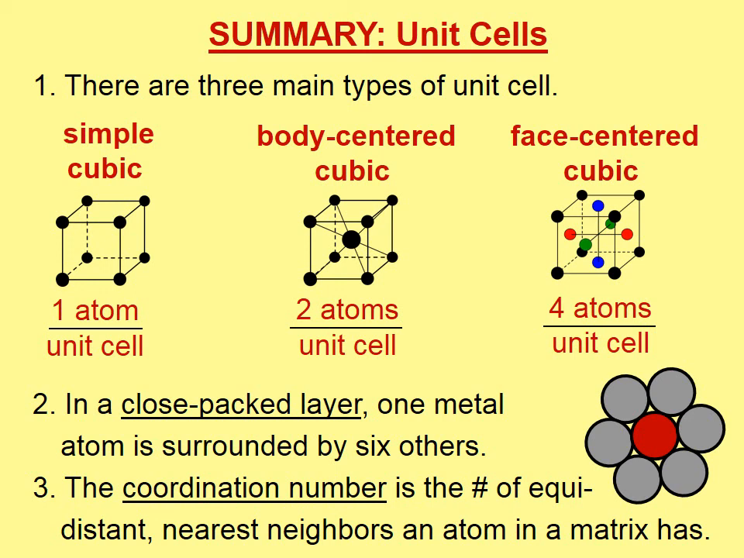2. In a close-packed layer, 1 metal atom is surrounded by 6 others. There's our atom of interest, I've colored it maroon, and in a close-packed layer there are 6 other atoms that go around it perfectly. Of course, the next layer is above this one, and 3 of those atoms will be touching this maroon one. And on the back side, there's another layer, 3 atoms of which will be touching that maroon atom on the back side. And the coordination number is the number of equidistant nearest neighbors an atom in a matrix has.